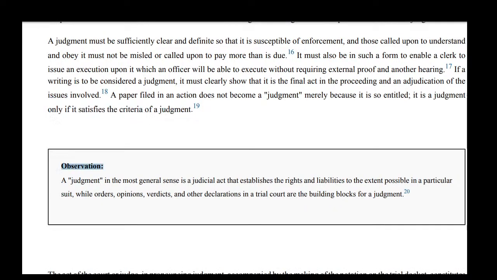We have here an observation. A judgment, in the most general sense, is a judicial act that establishes the rights and liabilities to the extent possible in a particular suit, while orders, opinions, verdicts, and other declarations in a trial court are the building blocks for a judgment. Wow, interesting here now. So this is a very important distinction.